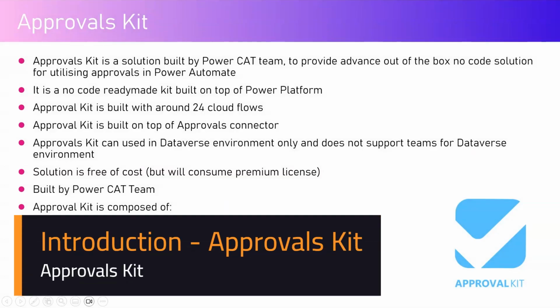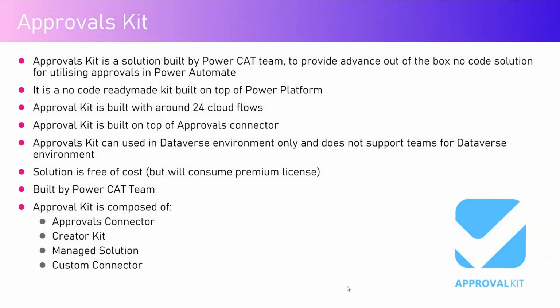In this video, I'm going to talk about Approvals Kit. Approvals Kit is a solution built by the PowerCat team to provide advanced out-of-the-box no-code solutions for utilizing approvals in Microsoft Power Automate. It is a no-code ready-made kit built on top of Power Platform.